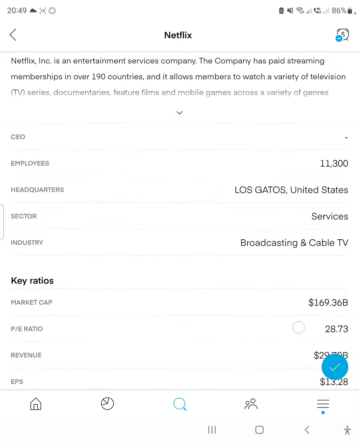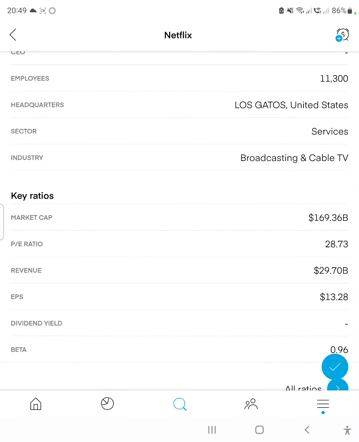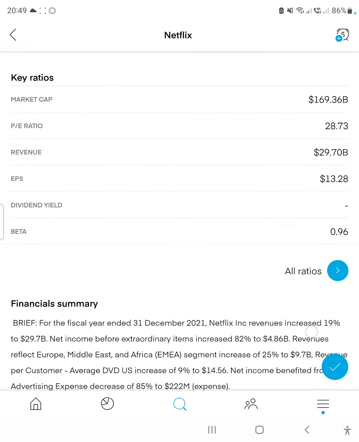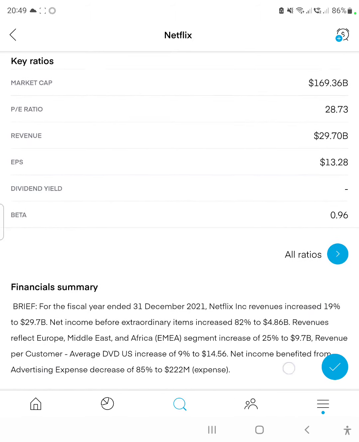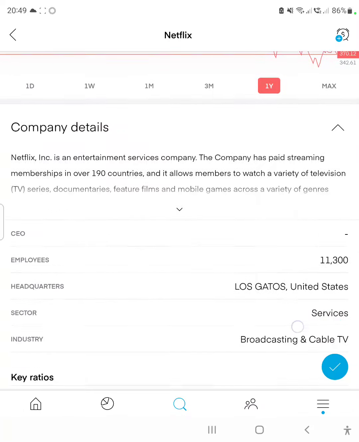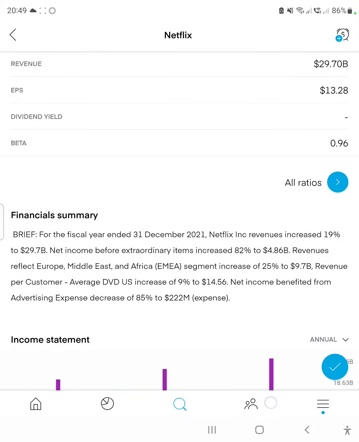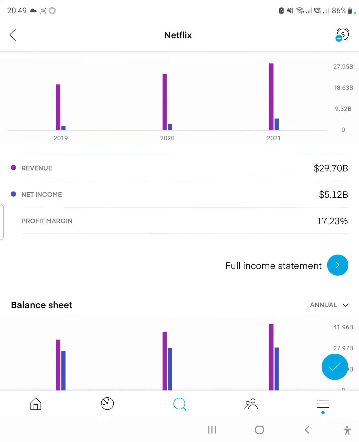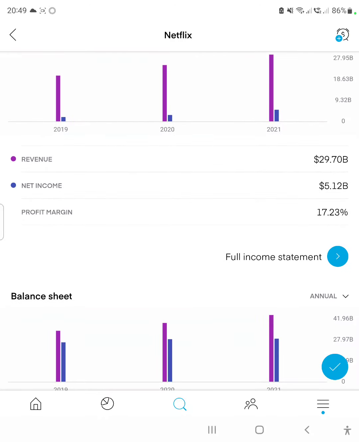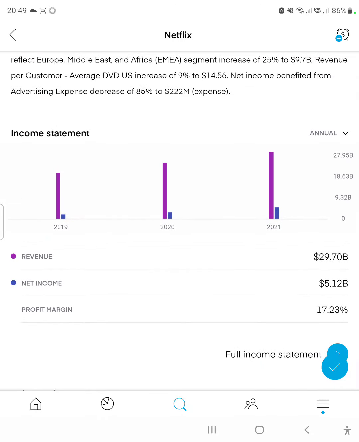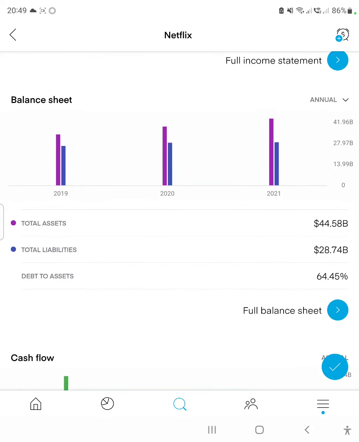So let's look at the market cap quick just to see if it's good. 170 billion, awesome. 28.73 PE ratio. Revenue figure 29 billion. Let's just quickly check the market cap again. Cool. Dividend yield, doesn't pay dividends. Profit margin 17, which is good, over 10%. And you can see it's quite consistent over the past 3 years. So let's quickly check the debt ratio.